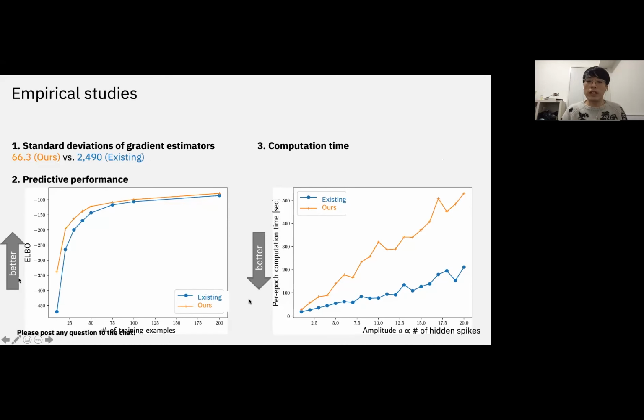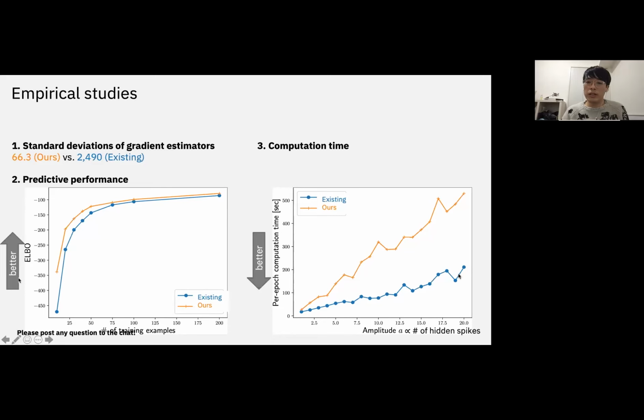And finally, I'm going to mention a little bit about the computation time. Because our differentiable point process does not reject any of the events, the computation time of our learning algorithm is considered to be much higher than the existing algorithm. So we check the computation time.